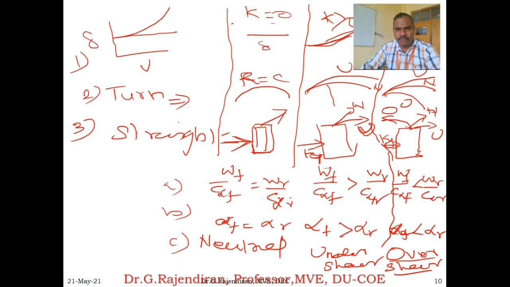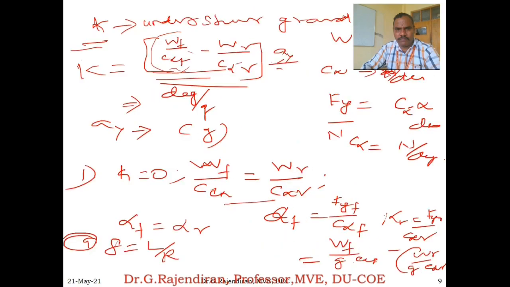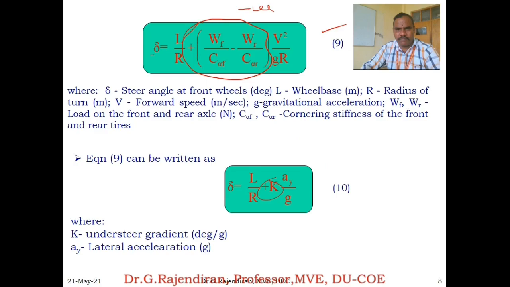Now, from this equation, the first case is neutral steer, correct? Second case is understeer. Third case is oversteer. Now you understand what neutral steer, understeer and oversteer are, what their behavior is, and how the handling characteristics are affected by the understeer gradient.